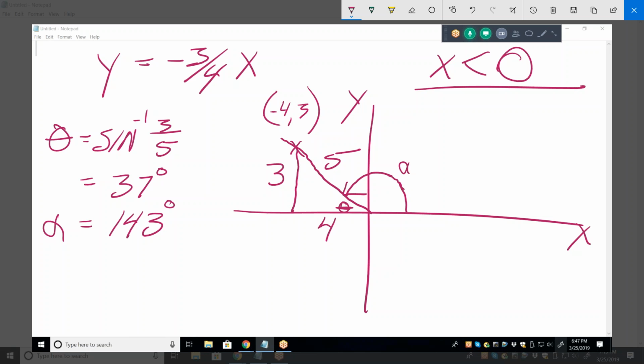And you can see that if I was in the third quadrant, x would be negative, y would be negative. Since tangent is one over the other, it turns out to be positive.